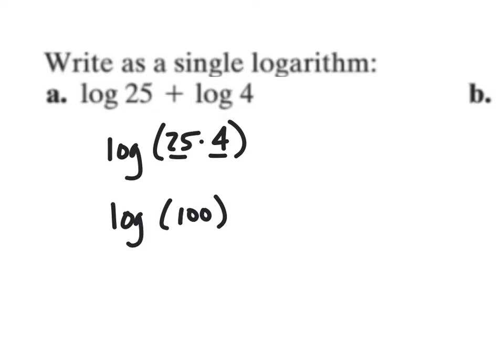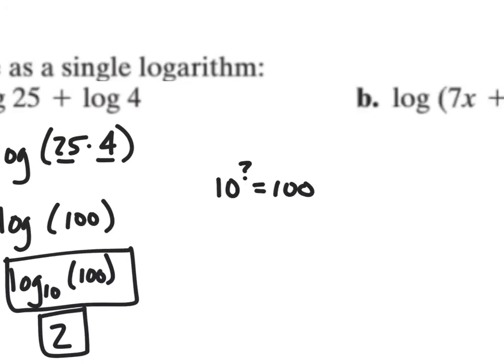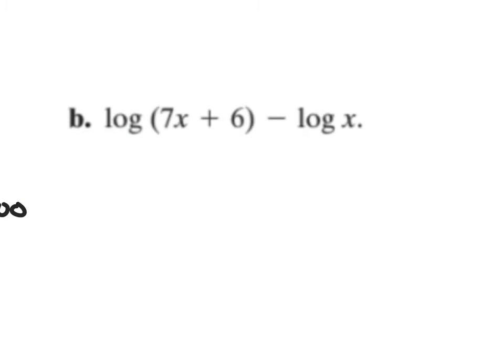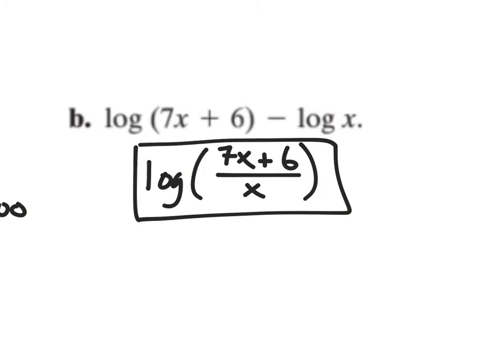Now remember, if there is no base, we assume it to be 10. So this is log base 10 of 100, and that begs the question, 10 to the what power gives me 100? That's going to give me 2. So if you write it as a single log, which is great, but try to evaluate it and get 2. All right, over here, on this guy, log of 7x plus 6 minus log of x. So I'm just going to write it as a single log. Because I'm subtracting, I want to divide what's on the inside. So 7x plus 6 divided by x, and that's it. Can't go any further with that.